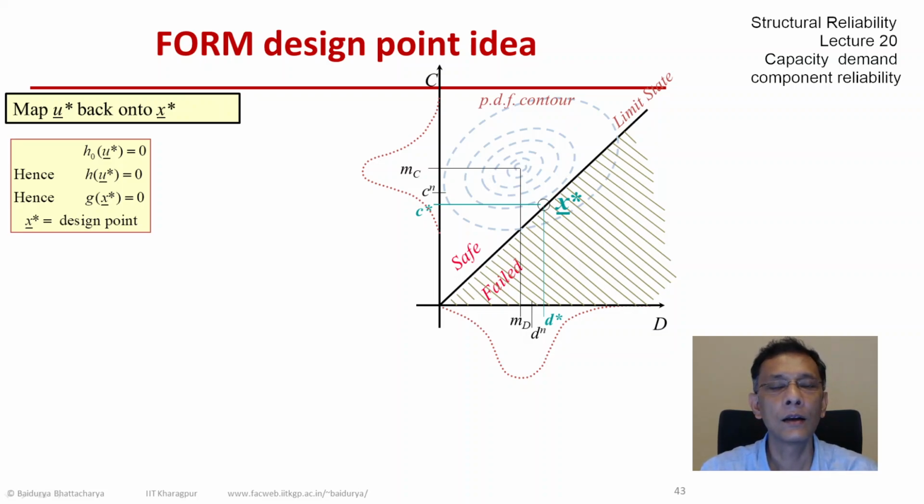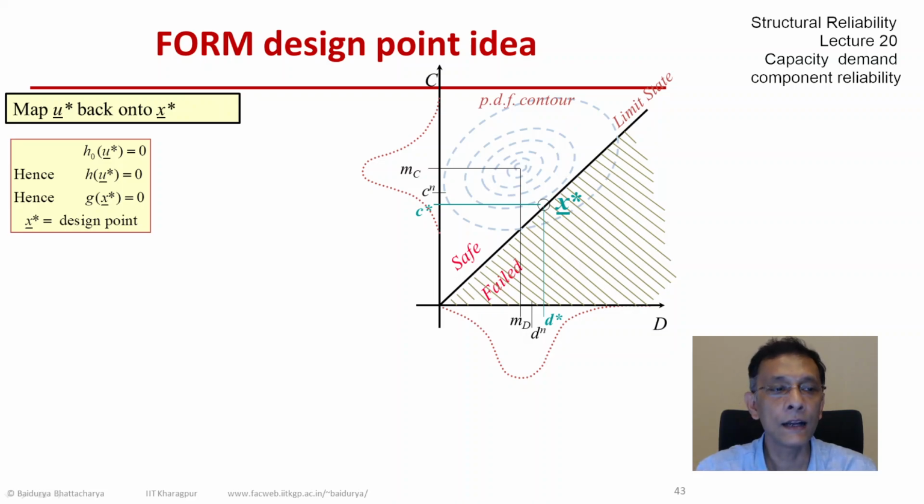So X star are some very special values of the basic variables obtained from a FORM analysis. The FORM U star happened to be the most likely point because it was closest to the origin, and the PDF contours are such that they're circular in nature. So in any direction, the further you go from the origin, you are going to decrease in probability density. So the closest point to the origin has the highest probability density. So that is why we call it the maximum likelihood point on the limit state surface.